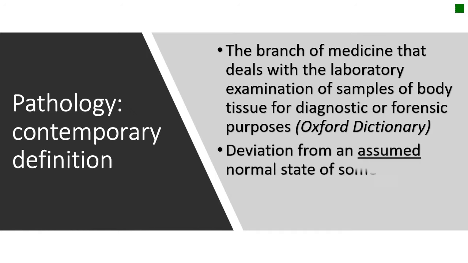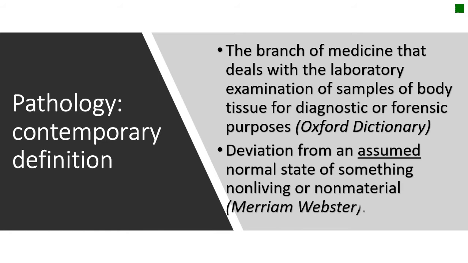Here is another definition taken from the Merriam-Webster's dictionary. This one is even more interesting. It says it is a deviation from an assumed normal state of something non-living or non-material. In other words, if there is a deviation of some parameter, say like blood pressure or creatinine in a urine sample, from an assumed normal state, then it will be described as a pathology.